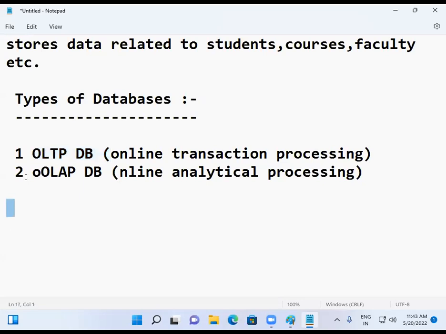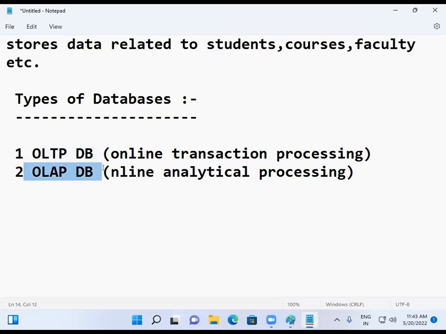And what is the second one for? The second one is used for analysis. If the bank wants to analyze the data, they use OLAP. So the first one is for storing day-to-day transactions and the second one is for analysis.